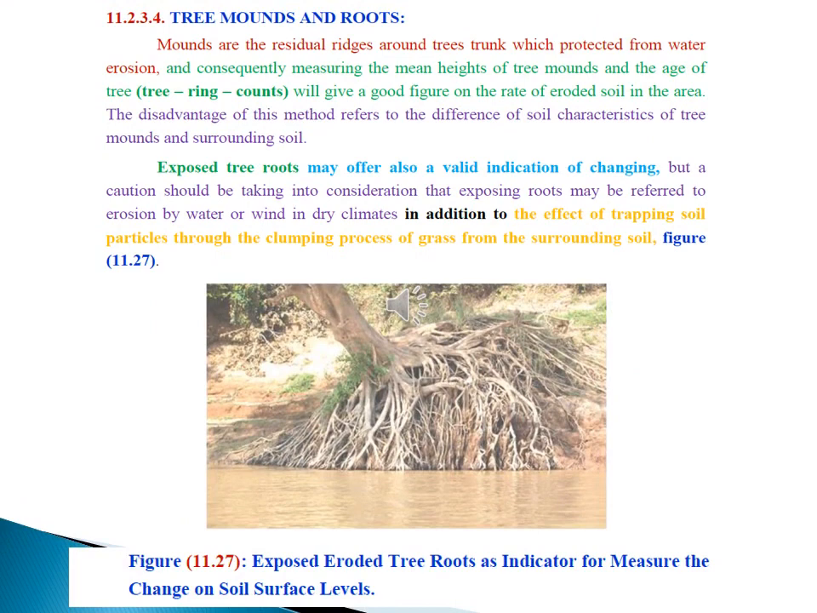Method number 4, tree mounds and roots. Mounds are the residual ridges around tree trunks which protect them from water erosion, and consequently measuring the mean height of tree mounds and the age of the tree will give a good figure on the rate of eroded soil in the area, as shown in the enclosed figure.